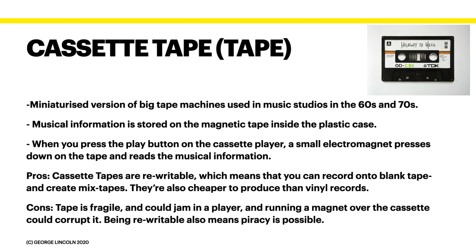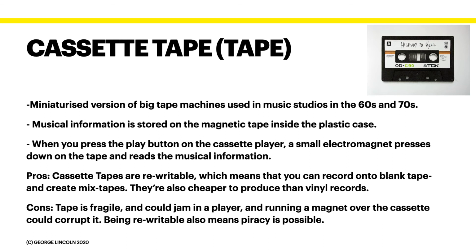Now on to one of my favourites, the cassette tape. A cassette tape is a miniaturised version of the big tape machines used in the music studios in the 1960s and 70s. Musical information is stored on the magnetic tape inside the plastic case. When you press on the play button on the cassette player, a small electromagnet presses down on the tape and reads the musical information. This is sometimes called the magnetic head.